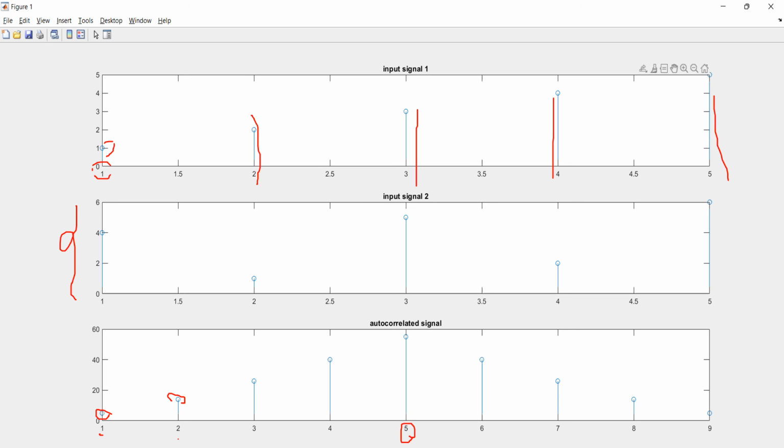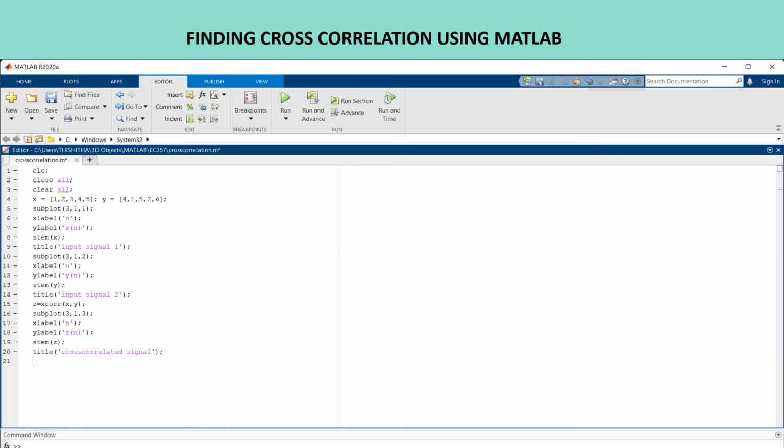Let us see the next example on cross correlation. Similar to what we have seen in the autocorrelation, clc, close all, clear all. And the extra signal which comes into play is y of n here, which I have taken as 4, 1, 5, 2, 6. So it means at n equal to 1, the amplitude is 4, at n equal to 2, the amplitude is 1, and so on. And as explained for all the terms before, the same thing happens here.